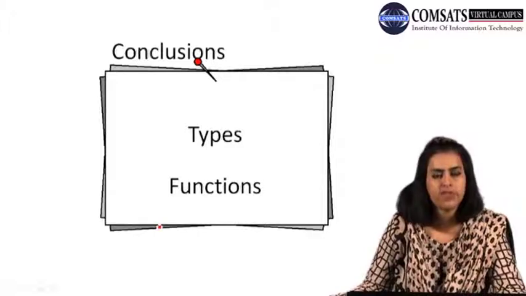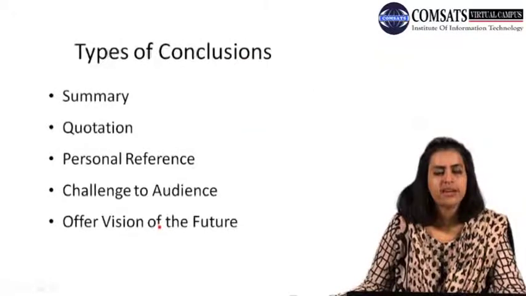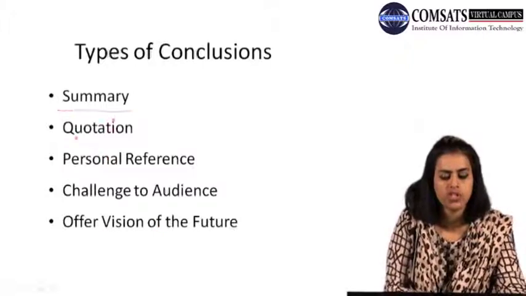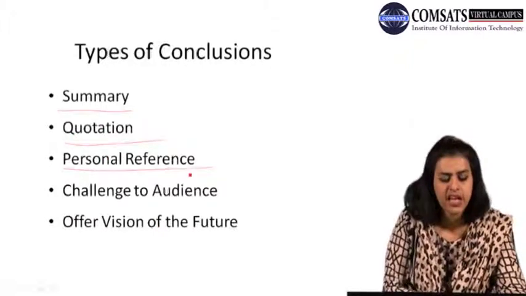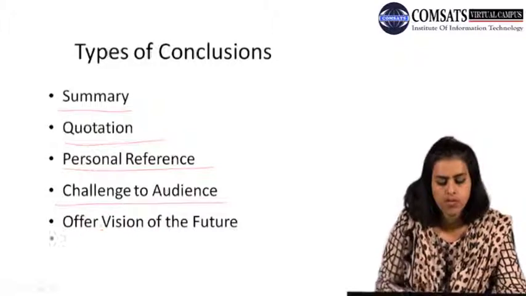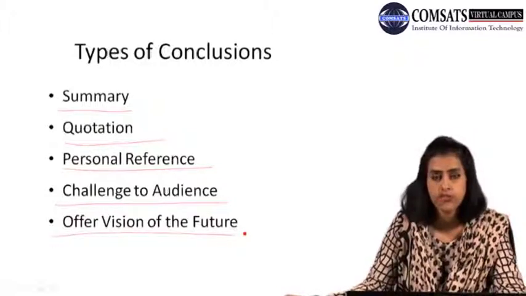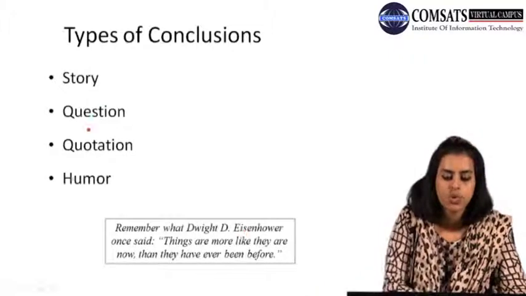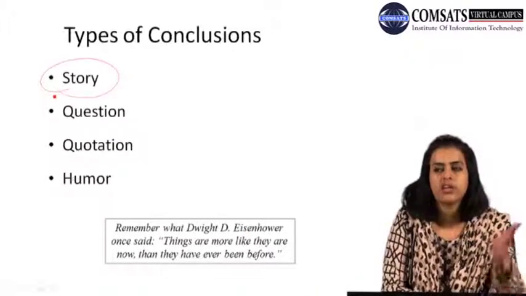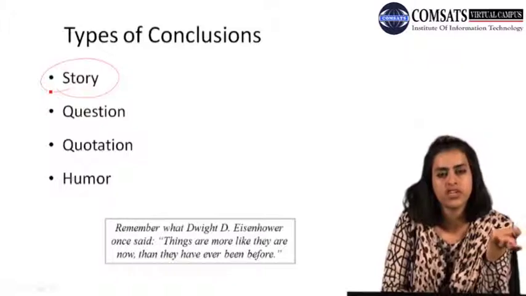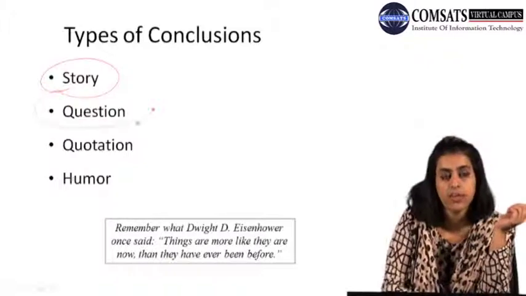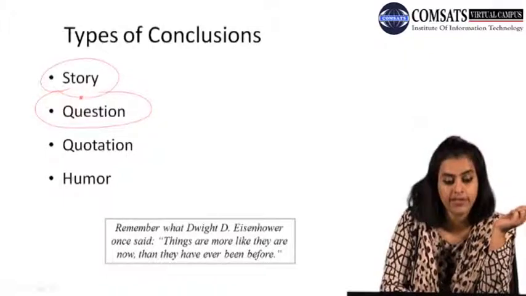Also, talking about the types and functions of conclusions, conclusions have many types, like summary conclusions, quotation conclusions, personal references, challenge to the audiences, and offering a vision of the future, for which you can use different kinds of types. A story: you may tell a short story by the end of your speech, and then you can close down your speech. You may ask them a question that they may ponder over for the rest of their lives.